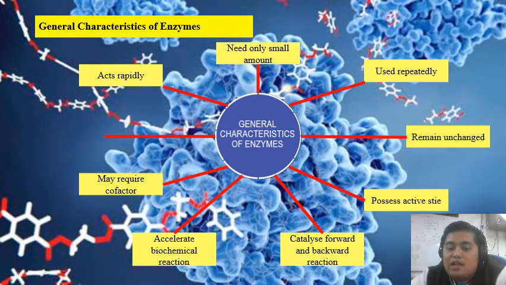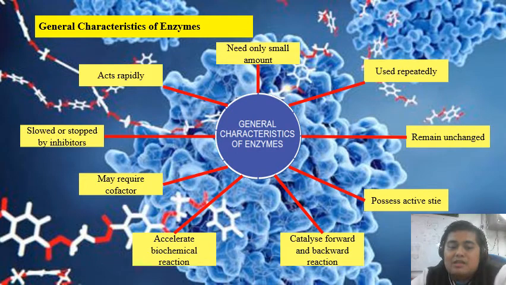It may require cofactor. Some of them may require cofactor. So, cofactor ni apa? Cofactor adalah satu bahan yang akan membantu enzim untuk bertindak balas dengan lebih efektif. Next, it can be slowed or stopped down by the inhibitor. Dia boleh dihentikan atau diperlahankan tindak balasnya dengan kehadiran penghalang ataupun inhibitor.